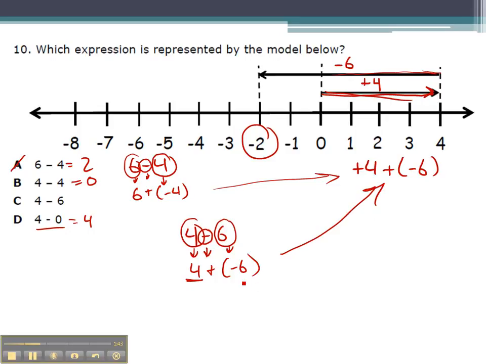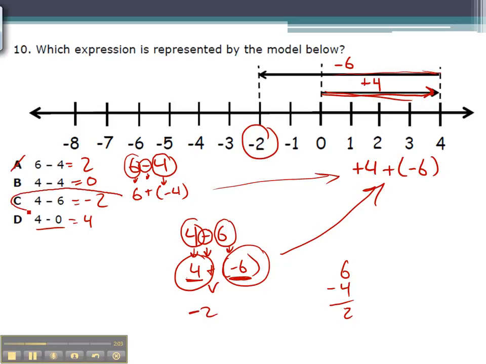If we're adding integers and the signs are different, we find the difference. 6 minus 4 is 2. And then we ask ourselves, will it be positive 2 or negative 2? Which of these two integers is farther from 0 on a number line? Which has the greater absolute value? And that's the negative 6, so it will be negative 2. So that equals negative 2, and it matches that number line model.